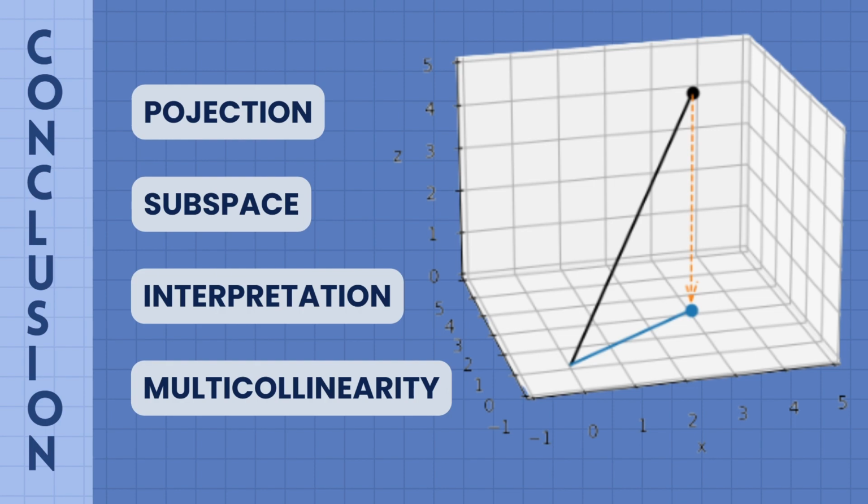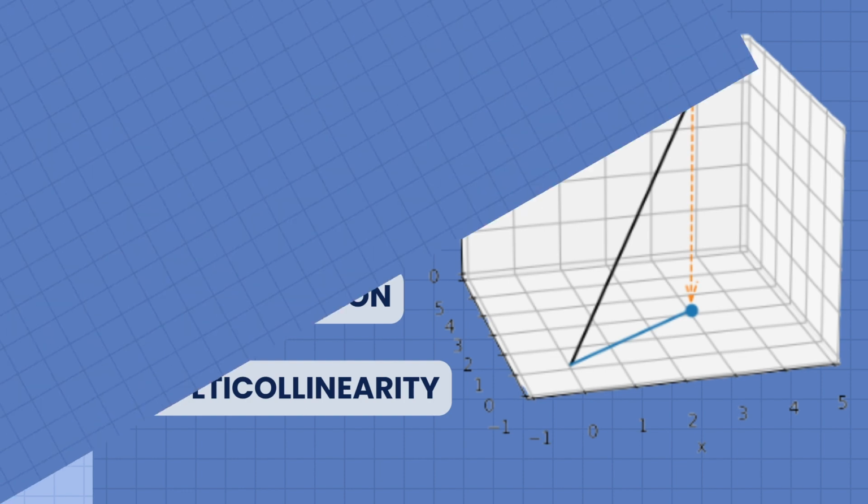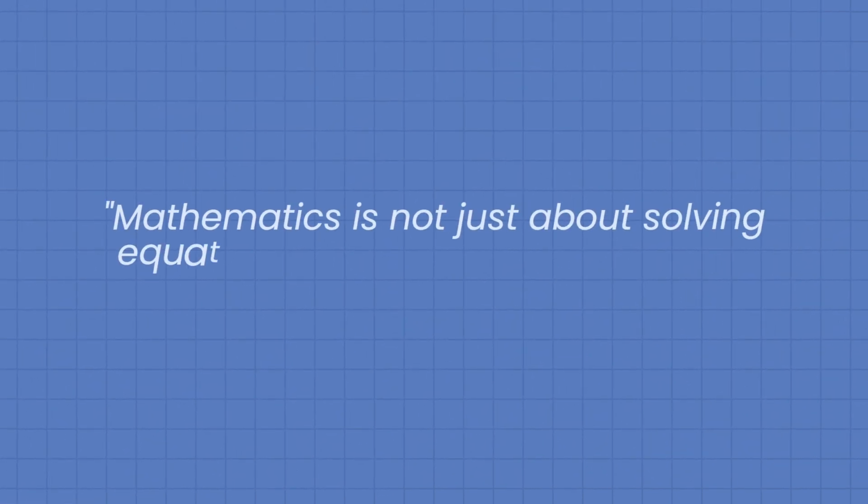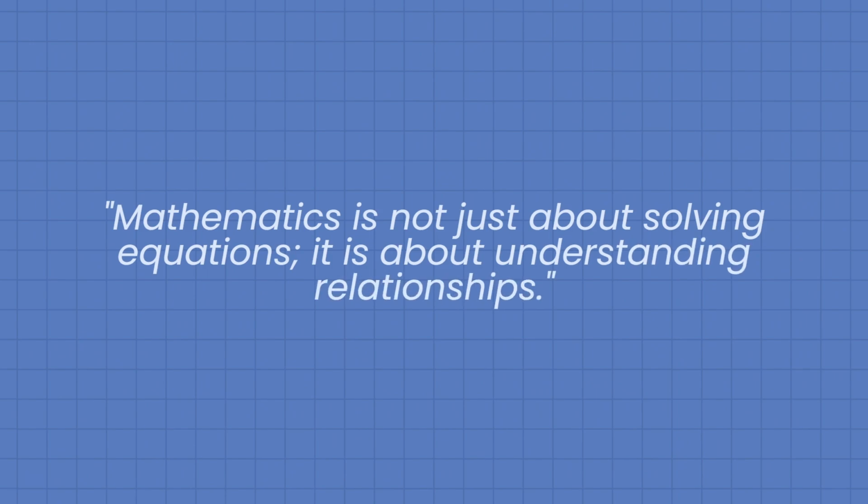It shows that data is not just numbers, it has structure, direction, and meaning. Remember that mathematics is not just about solving equations, it is about understanding relationships. And with that, we hope that this perspective gives you a deeper and clearer view of how multiple linear regression works, both mathematically and in real life applications.